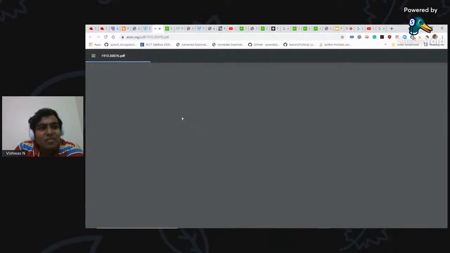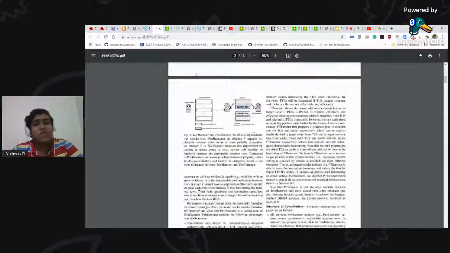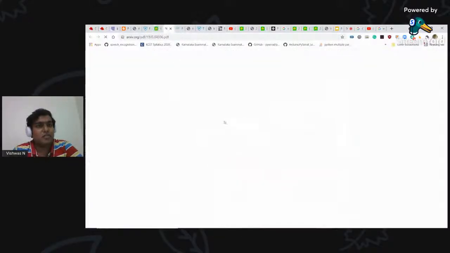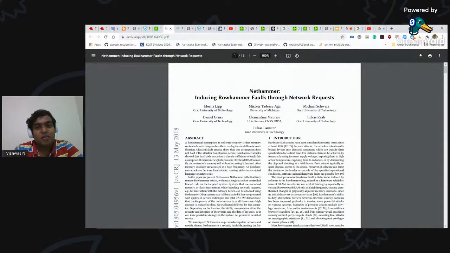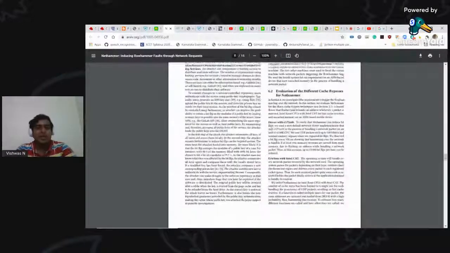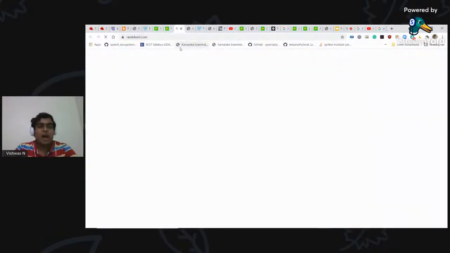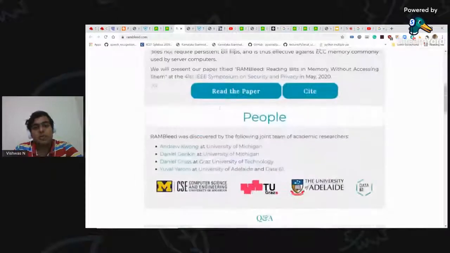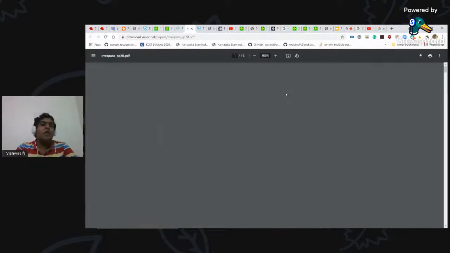Meanwhile, if you think, okay, I would have learned something, there are some papers which say TRRespass, and there's the Nethammer attack as well. So it's all similar. You guys have to just go back and look at what all these attacks are about. And Nethammer is there, all these things. Amazing, these attacks and all the vulnerabilities that have been analyzed. Just go back and think about it. So this was what I was talking about, the Rambleed. Read the papers, cite them. You can cite them if you are doing something on computer architecture.